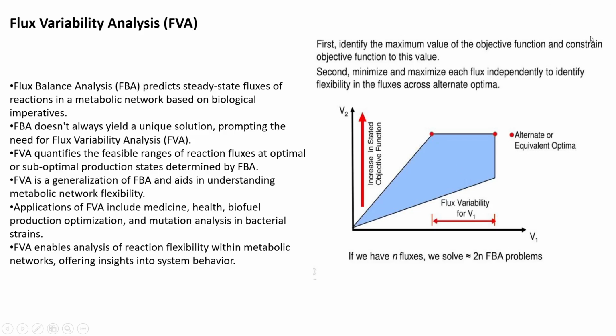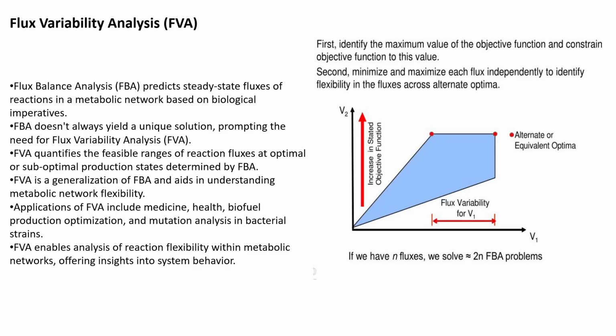So this is the general overview of FVA. First, you identify the maximum value of the objective function and constrain the objective function to this value. And second, you minimize and maximize each flux independently to identify flexibility in fluxes across alternate optima. So basically, the second point is what I just mentioned.